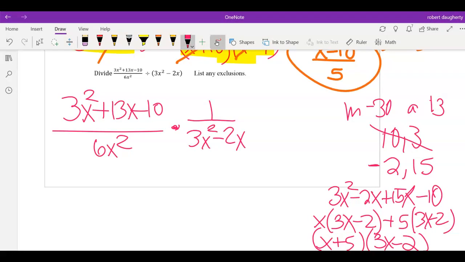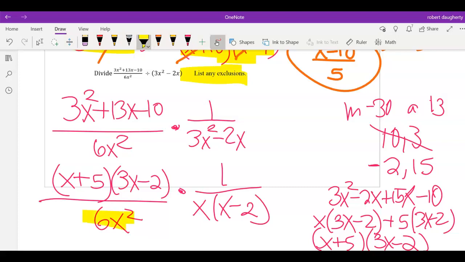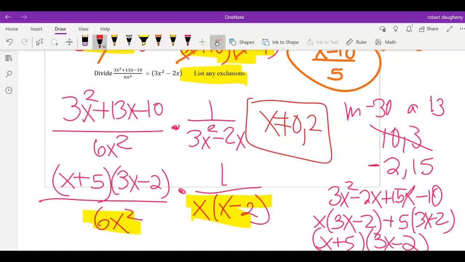So this now becomes x plus 5 times 3x minus 2, and then you've got 6x squared times, if you factor out an x here, x times x minus 2. Now, what are my exclusions? My exclusions are all found in the conditions on the denominator. x cannot be 0 and x cannot be 2. So those are my exclusions.